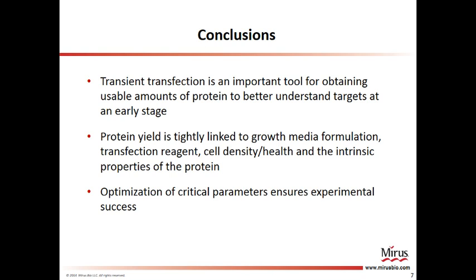So in conclusion, transient transfection is an important tool for obtaining usable amounts of protein to better understand targets at an early stage. Protein yield is tightly linked to growth media formulation, transfection reagent selection, cell density and health at the time of transfection, and also the intrinsic properties of your protein. Optimization of these critical parameters will ensure experimental success.